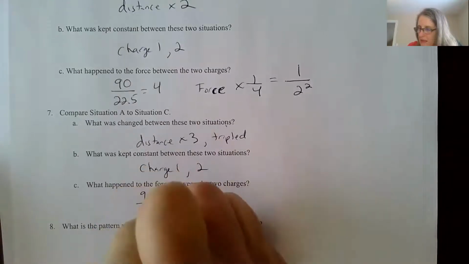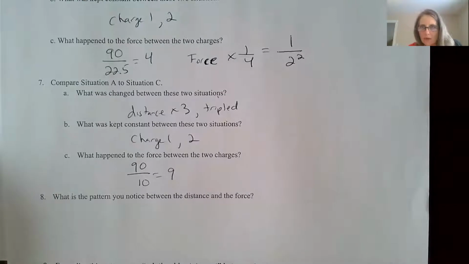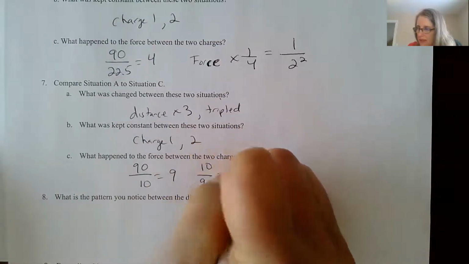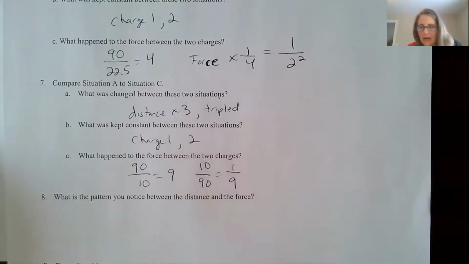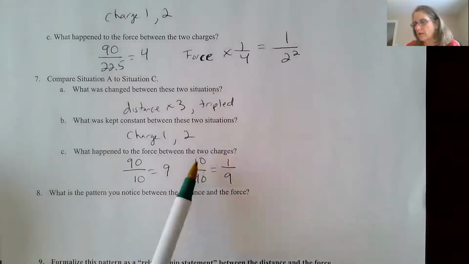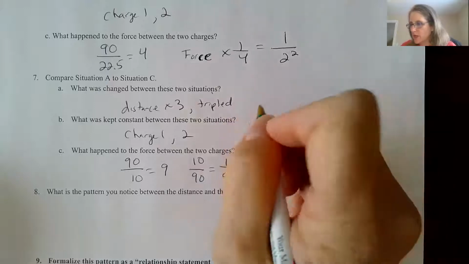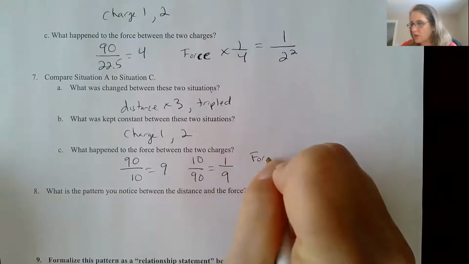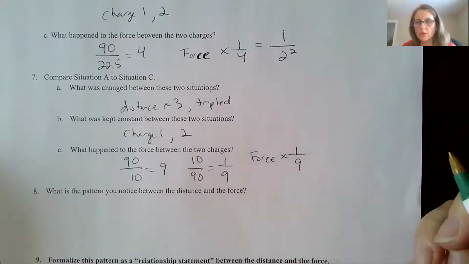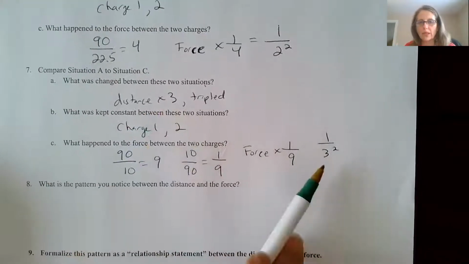I'm taking 90 divided by 10, that's a factor of 9, but it's going down, it's decreasing. If this bothers you, then do 10 over 90 and you will see it's 1/9. If that makes more sense in your head, think of what it became compared to what it started with, and you can see the factor a little easier. So what happened was I took my force and multiplied it by 1/9. Well, what is 1/9? It is 1/3 squared. So again, the 3 comes into play here.